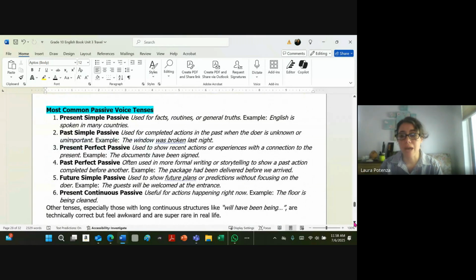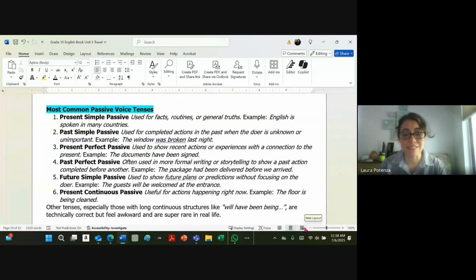So the most common passive voice tenses: you have present simple passive. This is usually used for facts, routines, or general truths. Example, English is spoken in many countries. Then the past simple passive, used for completed actions in the past when the doer is unknown or unimportant. Example, the window was broken last night. Then present perfect passive, used to show recent actions or experiences with a connection to the present. Example, the documents have been signed.